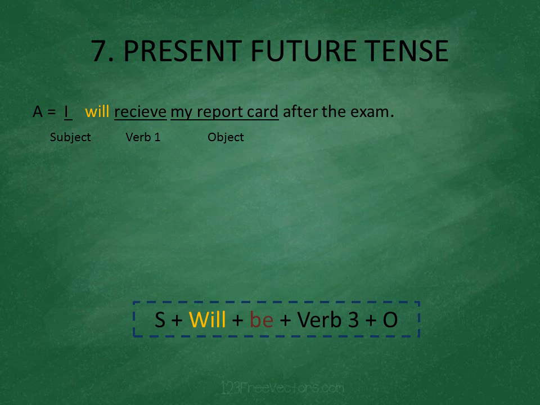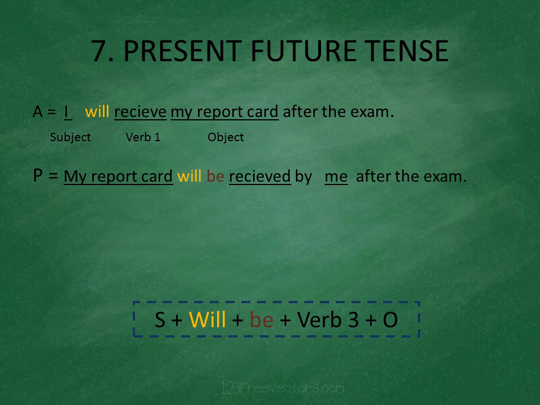The formula for this sentence is subject plus will plus be plus verb 3 plus object. And the passive sentence is my report card will be received by me after the exam. Will and be mean the action will happen in the future.